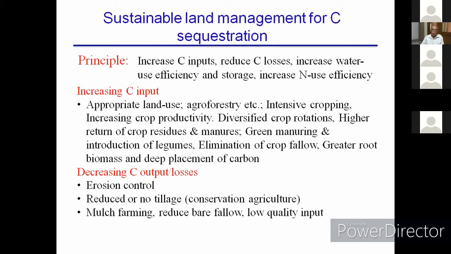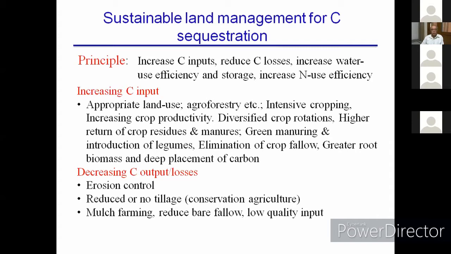And then, very important, which is not only for soil scientists but also for plant breeders, look for deep-rooted crops, so that carbon is placed deeper in the profile, not in the surface layer. Carbon in the surface layer is prone to loss very quickly. Carbon placed deeper in the profile would be retained in the soil, and it is much more difficult for it to be emitted to the environment. And then how we can minimize or decrease our carbon output.